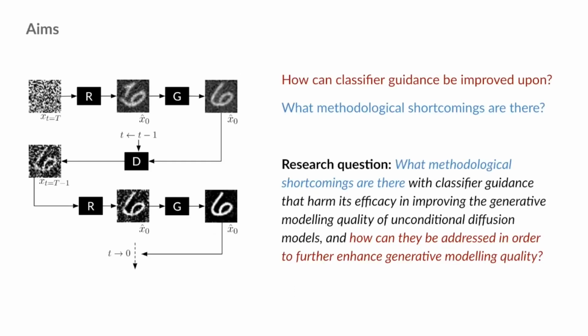However, the illustrations I've been referring to are just for illustrative purposes, and classifier guidance doesn't actually perform this well, certainly not in only 2 steps like I'm demonstrating here. So it can be improved, and central to my thesis is asking the question: how can classifier guidance be improved upon? In particular, what methodological shortcomings are there and how can they be addressed so as to improve generative modeling quality? I state this more formally in the research question on the slides right there.